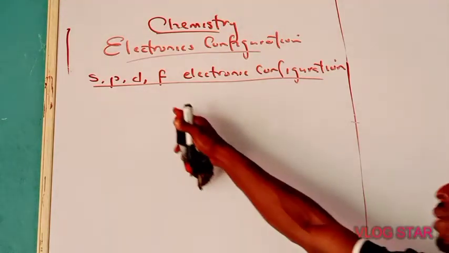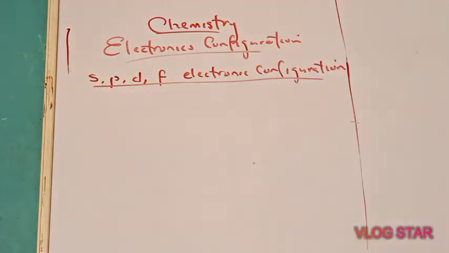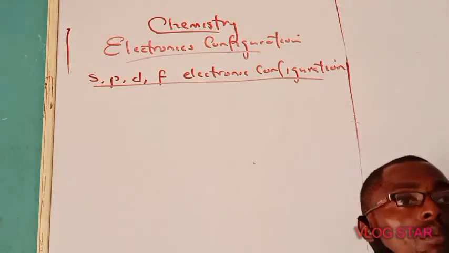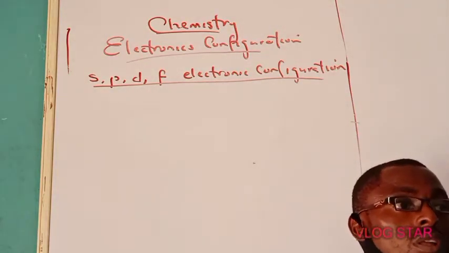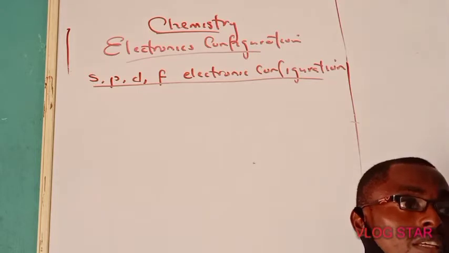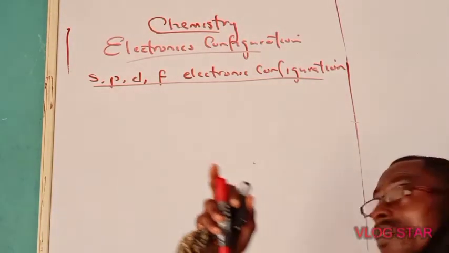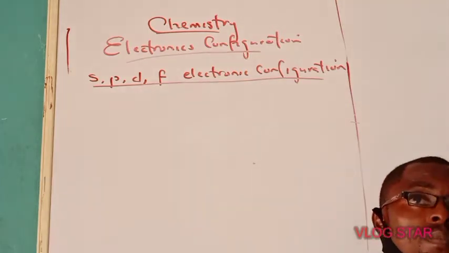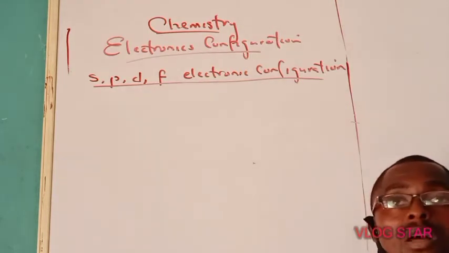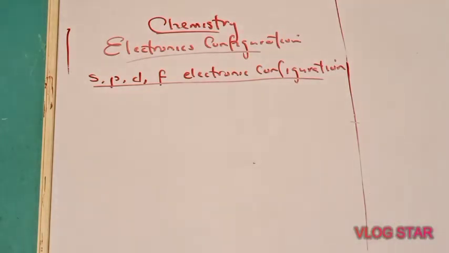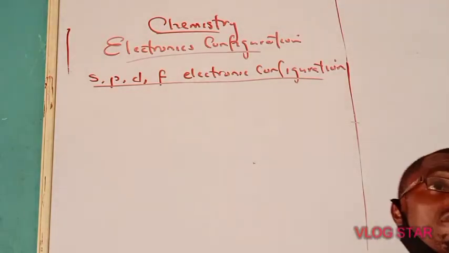The F block, remember, are those that are outside the main periodic table. They're just below the actinide and the lanthanide. The D block are those ones that are between group 2 and group 3, the transition metals. The S block, then the P block. But we are looking at electronic configuration using the SPDF orbital.